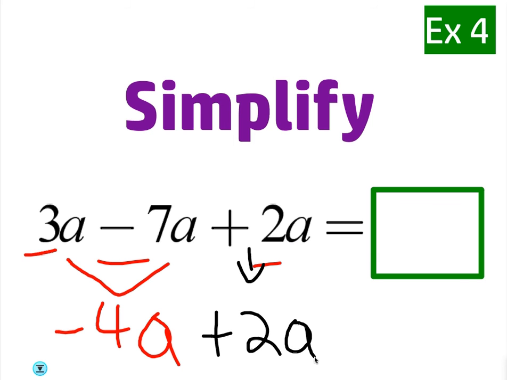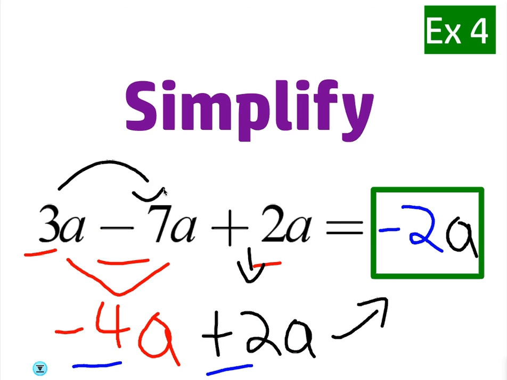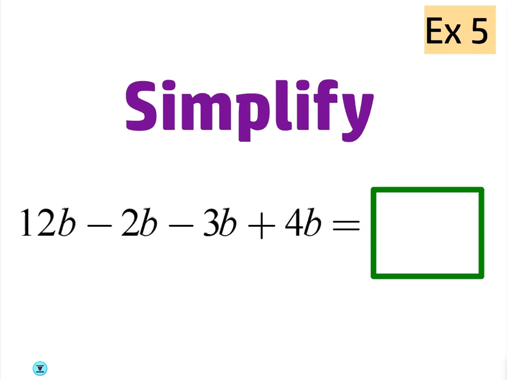That would not be 6. Nope, because we have negative 4 plus 2, which is negative 2. You remember, you're just adding the coefficients. And negative 4 plus 2, if you're looking at the number line, you don't quite reach 0 yet. You're still at negative. Or you could have just done 3 minus 7 plus 2, which gives you negative 2. So you can break it down if you want, but you don't have to.